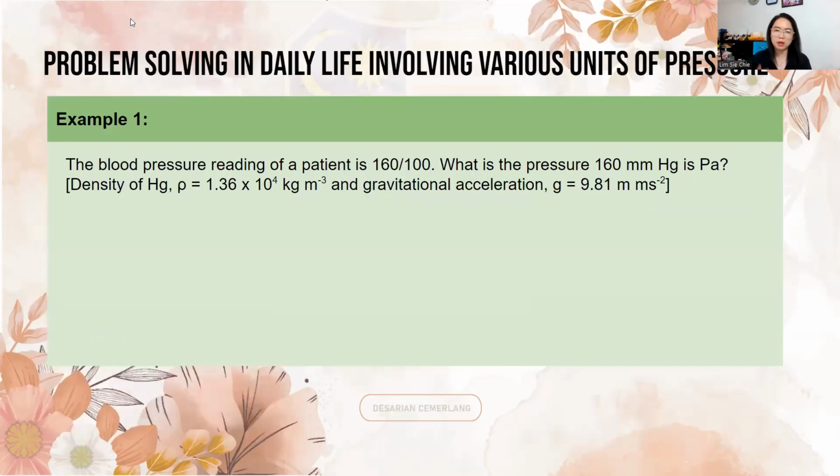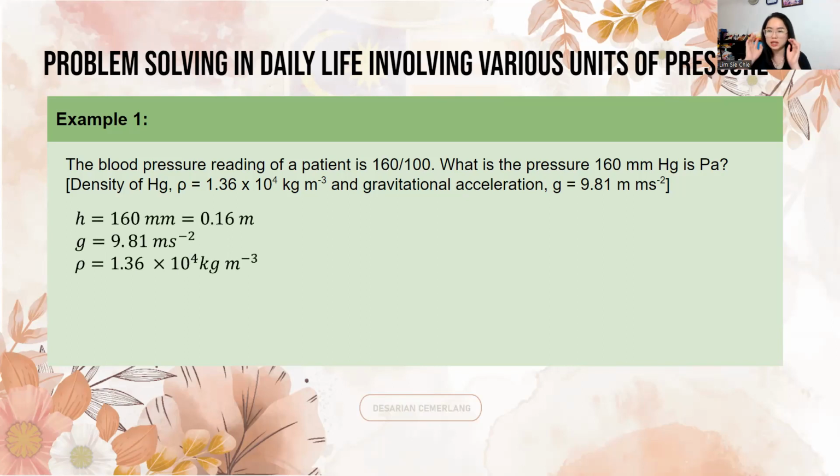So now I'm going to talk about problem solving in our daily life involving various units for pressure. Okay, now first thing is the blood pressure of a patient is 160/100. What is the pressure 160 millimeter mercury in Pascal? So remember, in a previous video, I mentioned how to find out the pressure in liquid when you have mercury. Remember? Okay, now, first thing is in this topic, no matter what, you're going to use the formula related to pressure in liquid to find out the Pascal. So I know that my height is 160 millimeter, which is 0.16 meter.